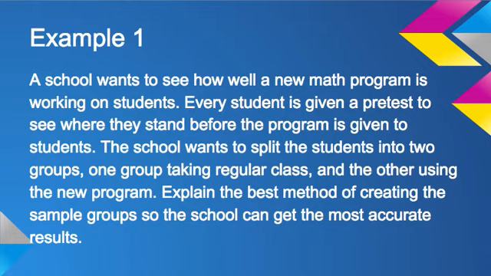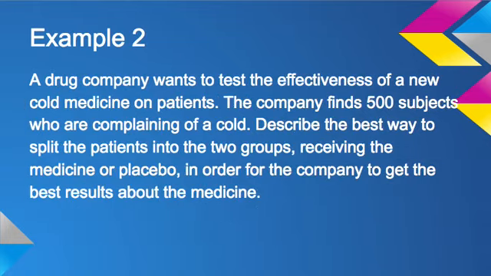A second example is about a drug company that wants to test the effectiveness of a new cold medicine on patients. The company has 500 subjects who are complaining of a cold. We want to describe the best way to split the patients into the two groups receiving the medicine or a placebo in order for the company to get the best results about the medicine.